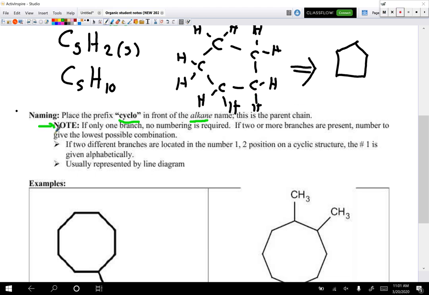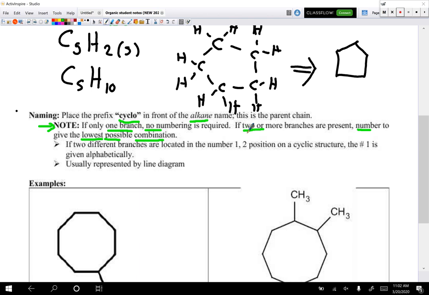Now, take a special note here. If there's only one branch, no numbering is required. That is because if you have something like methylcyclohexane, you just draw a methyl off that closed ring structure. It's assumed that carbon 1 is always closest to the first branch, and because we have this closed ring structure, carbon 1 is going to be on a branch. If there are 2 or more branches present, we have to number so that we get the lowest possible combination. What that means is that we try to get as many branches on carbon 1 as possible, and then we try to get as many branches off carbon 2 as possible.